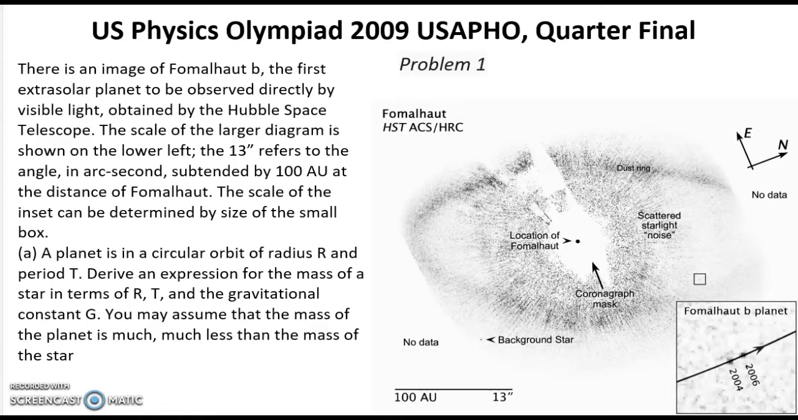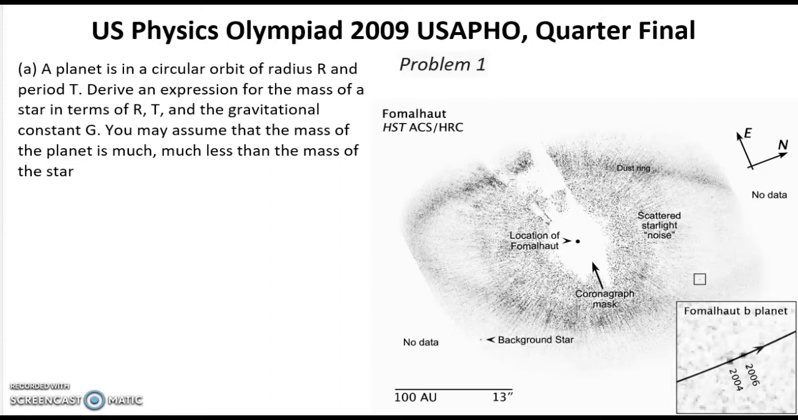First question. A planet is in a circular orbit of radius r and period T. Derive an expression for the mass of the star in terms of r, T, and the gravitational constant G. You may assume that the mass of the planet is much less than the mass of the star.